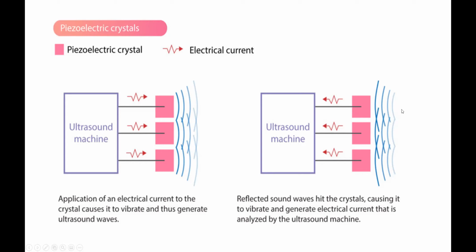The reflected ultrasound wave, when the ultrasound wave hits the tissues, the sound wave will be reflected back, okay, and hit the crystal, causing it to vibrate again. Vice versa, the other way around, the vibration will cause the piezoelectric crystal to generate electrical energy, and the electrical energy will be received by the ultrasound machine processor, and it will be processed to produce an image.